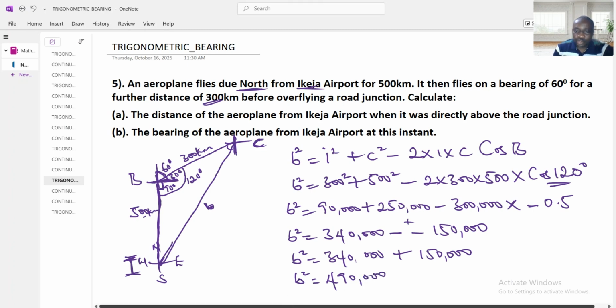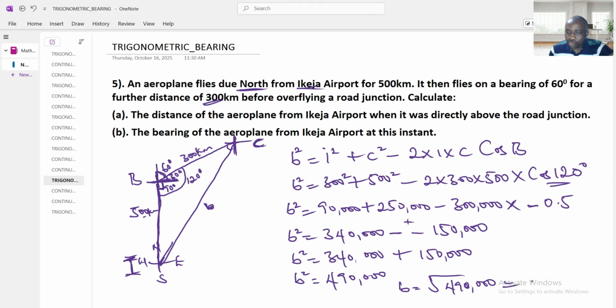490,000. Now the square root, we put it on top of the 490,000. What is it going to give us? Now, what is the square root of 490,000? The square root is 700. It means that the distance between the plane from Ikeja Airport to where it is now is 700 kilometers.